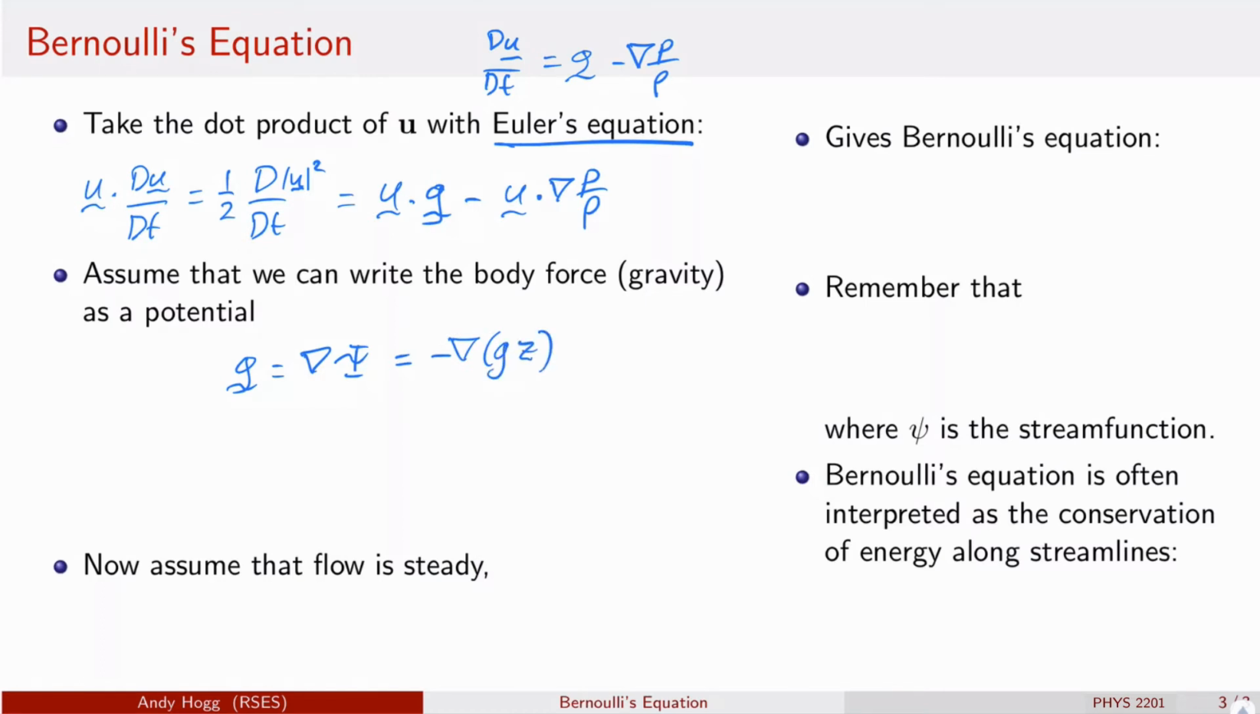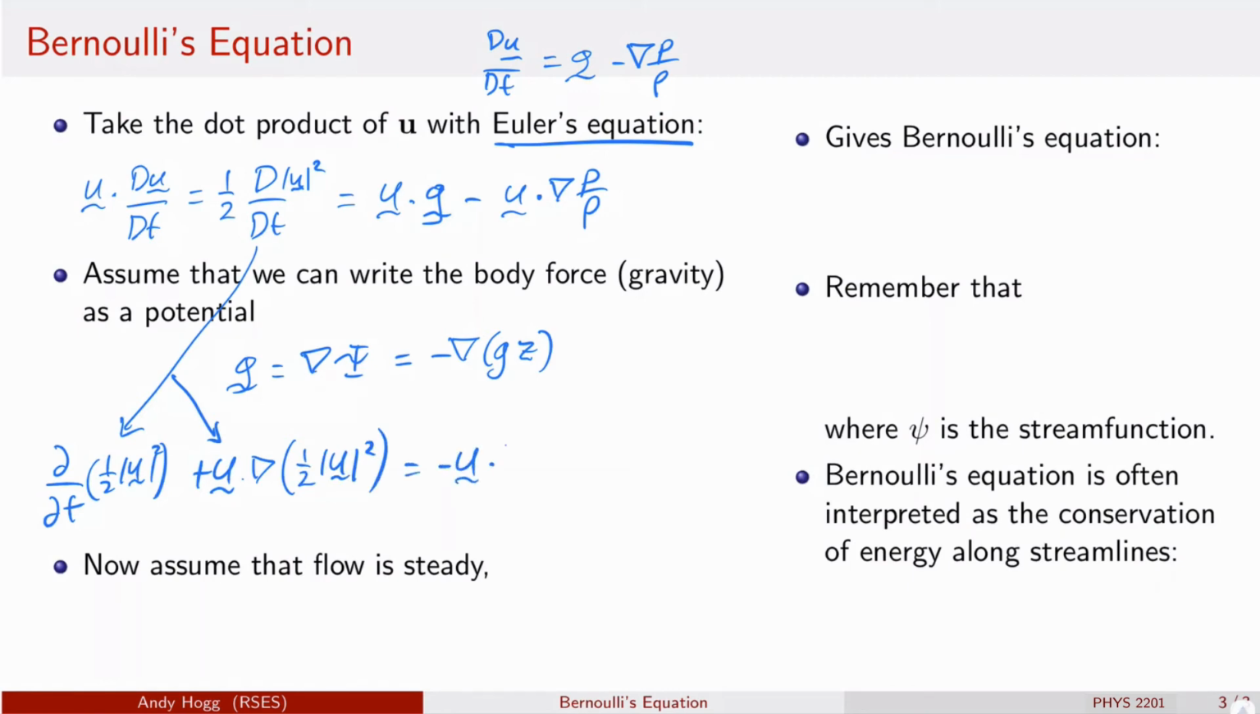And now, by expanding out the total time derivative, we can write the left-hand side as the local rate of change of the kinetic energy, plus u dot grad of the kinetic energy, is equal to negative u dot grad of gz minus u dot grad of p on rho.